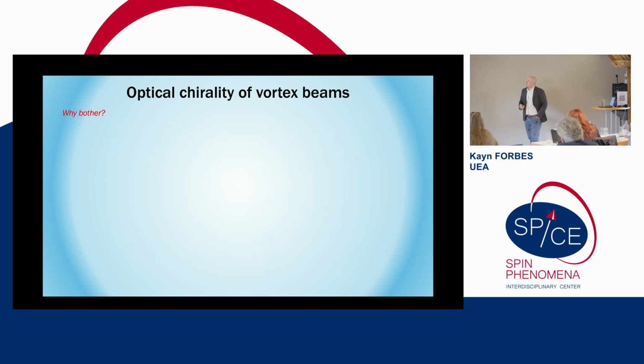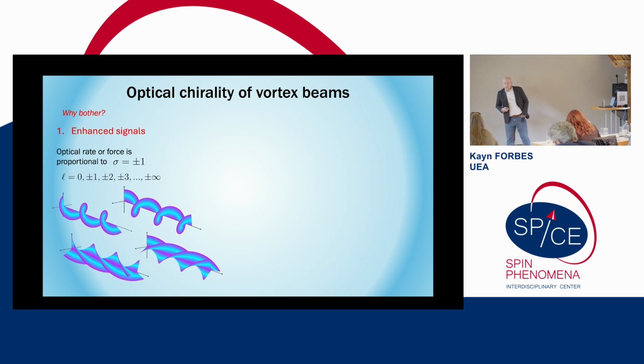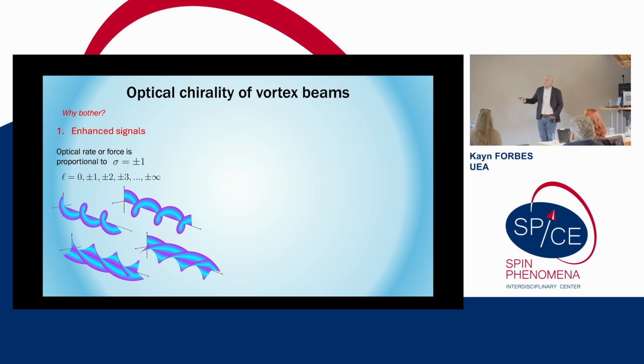First and foremost, I like to do the slide, why bother, okay? Well, firstly, in theory, you should get enhanced signal. If you have a chiral light matter interaction, it will be proportional to the helicity, so the circular polarization, which we're seeing can be plus or minus 1, depending on the handedness. With a vortex beam, they can go up to infinity in theory. You'll never get to infinity, but you can go a lot higher than 1, okay? So you can add more twists, more chirality to your beam, meaning you can get an enhanced signal.